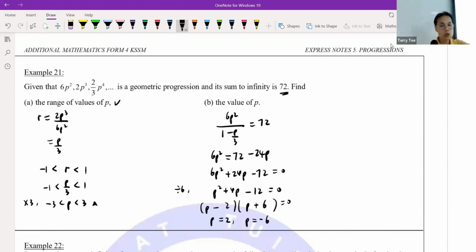p must equal 2. Why can't we take -6? Some people say no, p must be positive. The question never says p is positive. From part A, we already said p must be between -3 and 3, right? The range is from part A. So we take p equals 2. We can't take p equals -6 because of the range from part A.